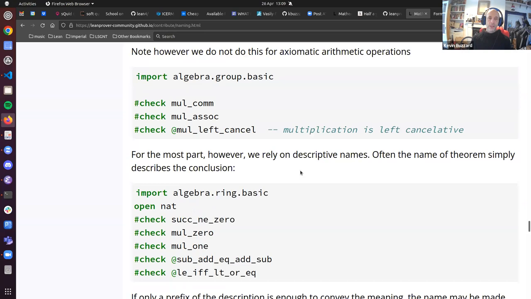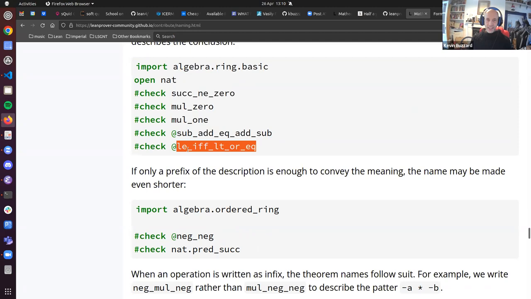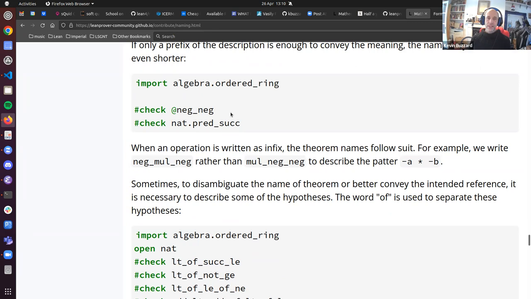Very long description of how. This theorem says X is less than or equal to Y if and only if X is less than Y or X equals Y. You see, if you just see the name of the theorem, you can guess the statement. Once you know the naming conventions, neg will say that minus minus X equals X.